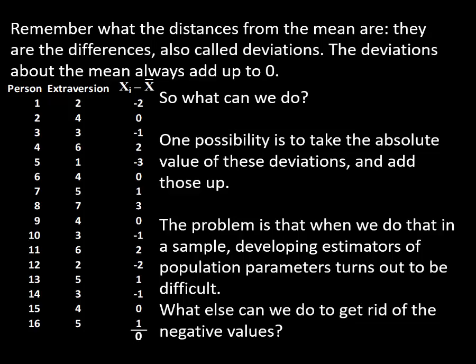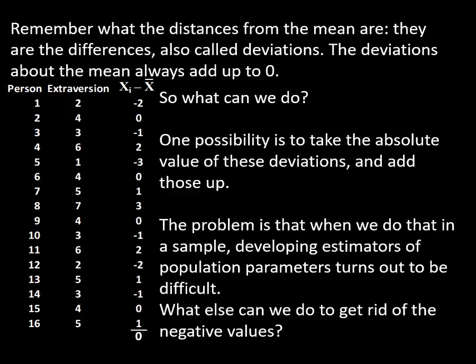Well, one possibility would be to take the absolute value of those deviations and then add those up. It turns out that when we do that in a sample, it becomes difficult to develop estimators of the corresponding population parameters, because taking the net absolute deviation about the mean depends on sample size, right? So that's going to make it very difficult to come up with unbiased estimators for our population parameters corresponding to adding up all the distances around the mean.